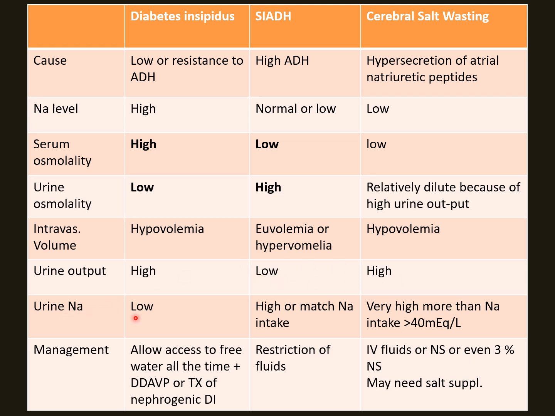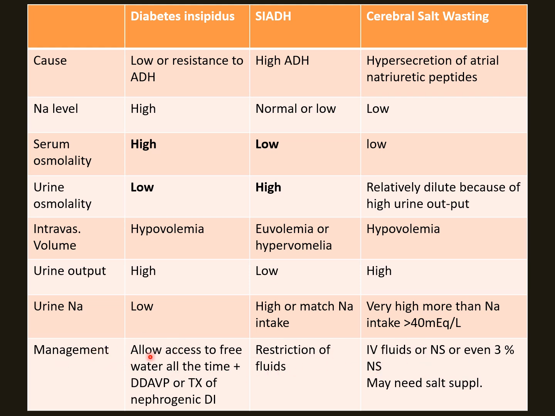Urine sodium is low in diabetes insipidus, high or match the sodium intake in the cases of SIADH. In the cases of cerebral salt wasting, the sodium in urine is very elevated, more than 40 mg per liter. The management is different, so it's very important to know the difference.